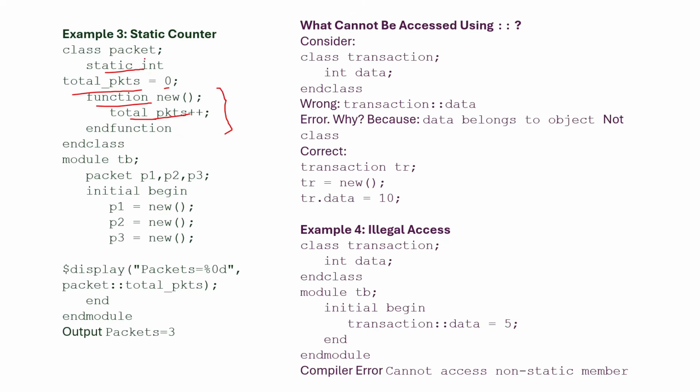Then the class memory is created here. Packet 1, 2, 3, multiple objects I have created, with handles and instances, and the objects are also created here. Then $display packets equal to %0d. So how can I call this one? These total_packets are related to the static int, so we call it using the class name, then total_packets. Clear?